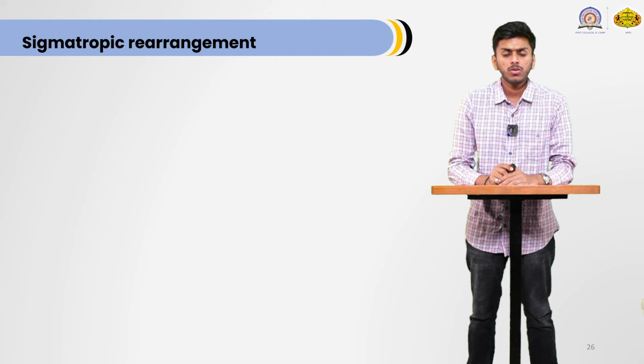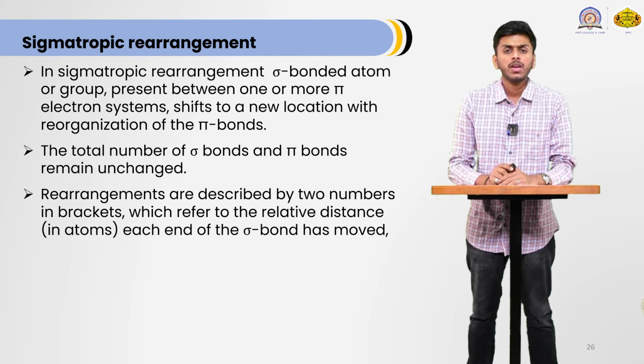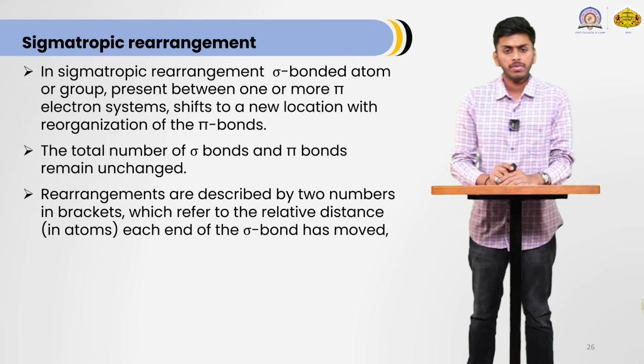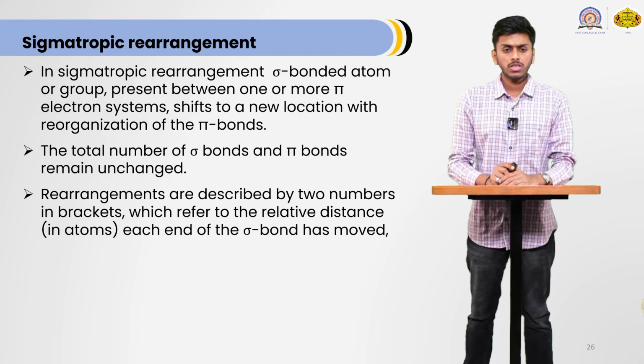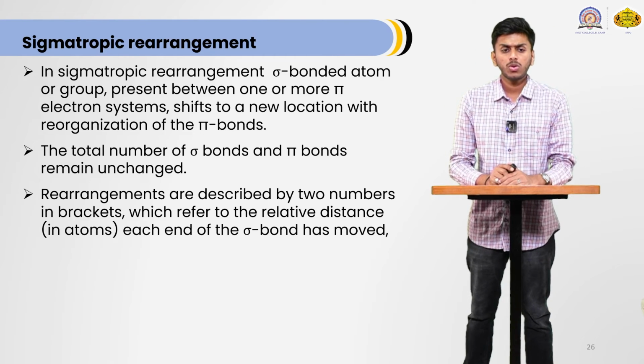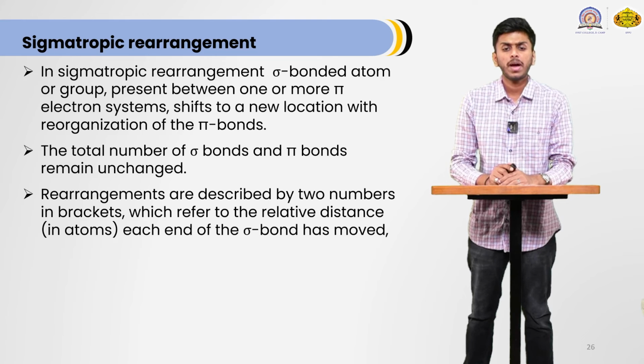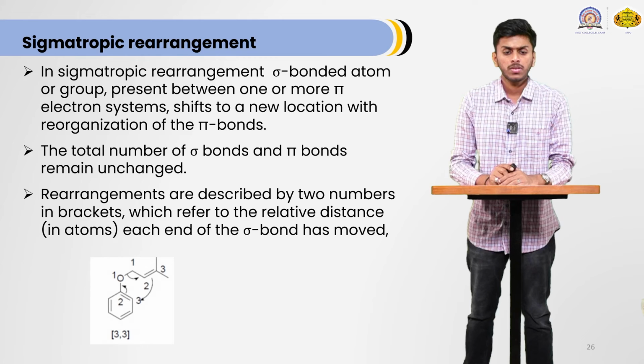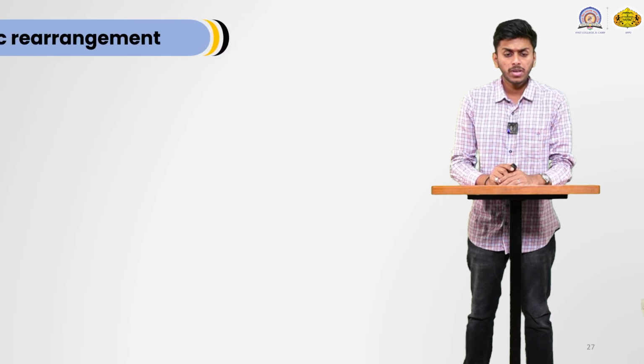Now we will discuss sigmatropic rearrangement reactions. In sigmatropic rearrangement, a sigma bond atom or a group present between one or more pi electron systems shifts to a new location with a reorganization of pi bonds. The total number of sigma bonds and pi bonds remains unchanged. Rearrangements are described by two numbers in brackets which refer to the relative distance in atoms each end of a sigma bond has been moved. This is a 3,3 sigmatropic reaction.